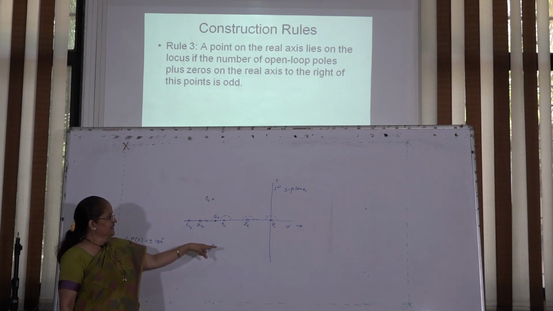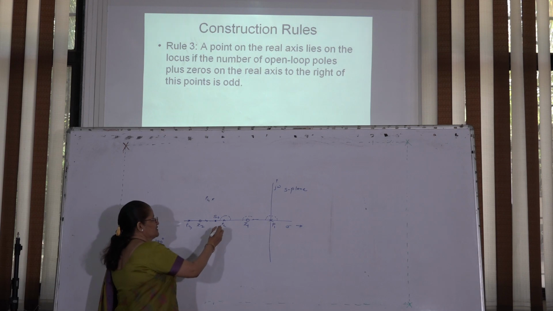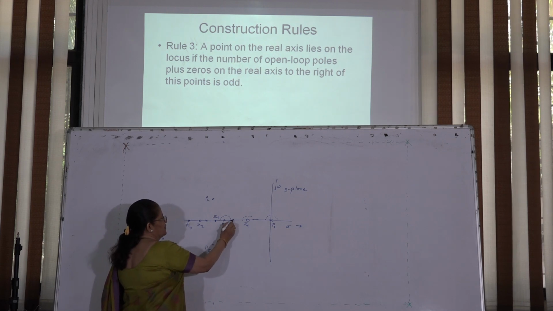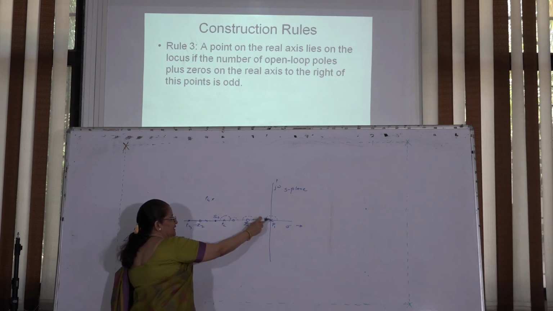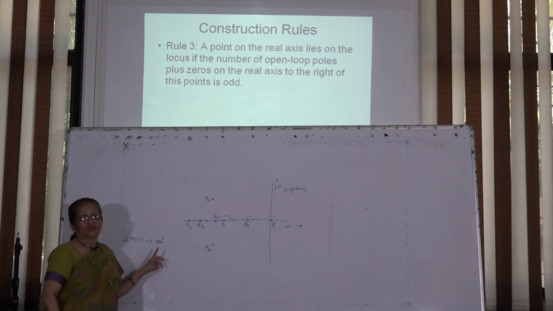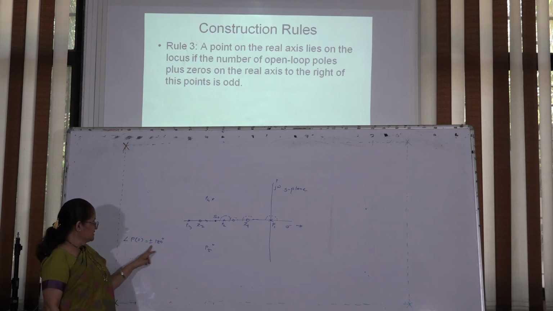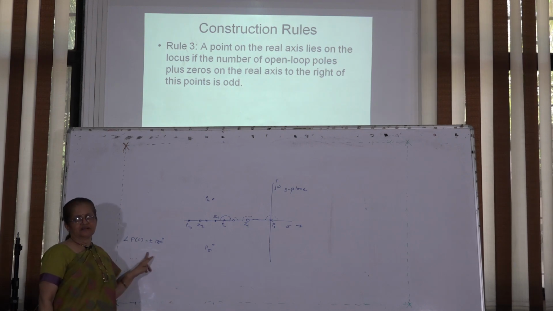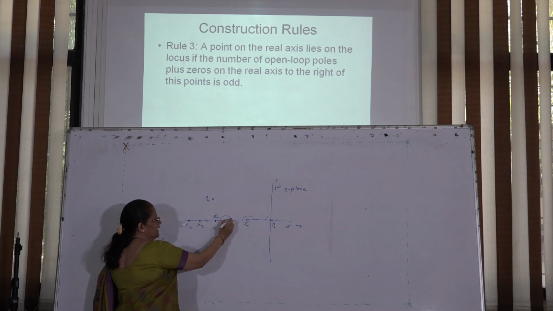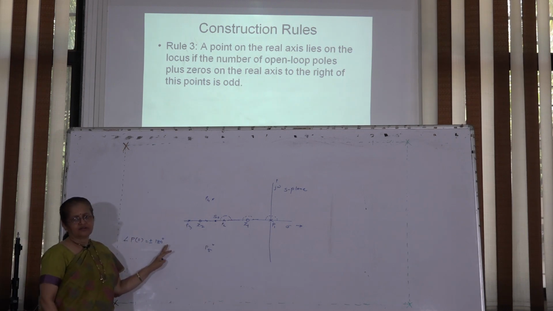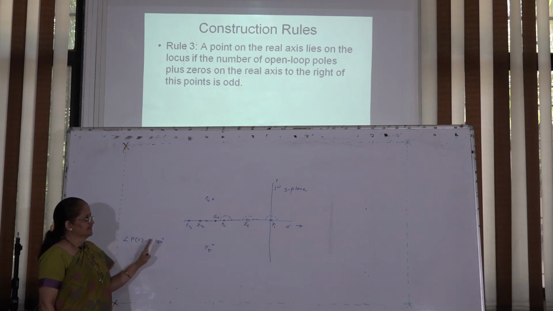Suppose it is even, what will happen? Suppose we are considering one more 0 here, then what will happen? This is 180 plus 180, 360, this is 180 plus 180, 360, you will get 0 angle. So, it will not satisfy this particular criteria, and so you want an odd number of poles and zeros. If it is even, that point is not lying on the root locus.